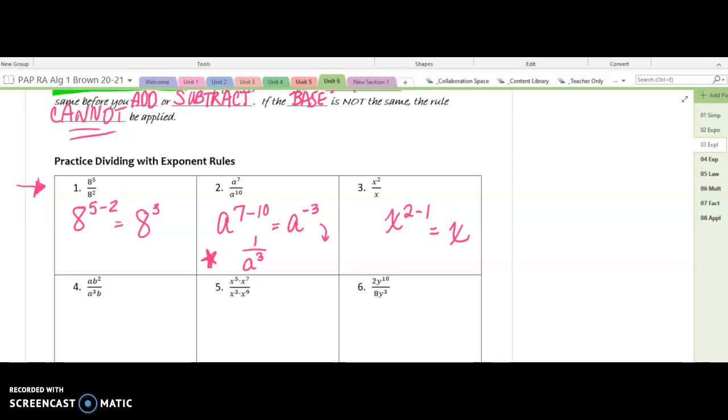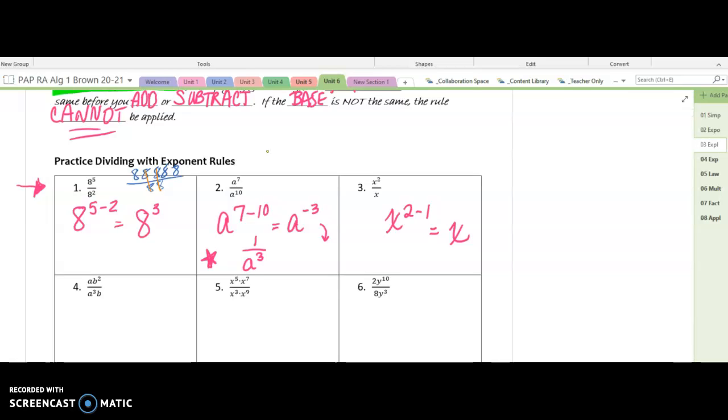So number 1 was pretty straightforward. I had 8 to the 5th over 8 to the 2nd. So I could do this 2 ways. I could do 5 eighths on the top, right? And then 2 eighths on the bottom. And then let's mark them out there. So I had 3 on the top, right? Okay. This one right here, I could do 7 eighths on the top and 10 on the bottom.